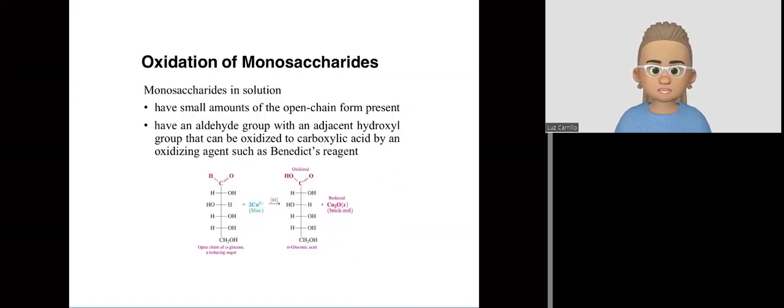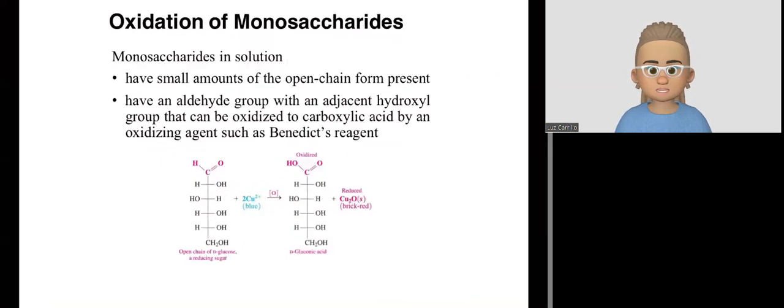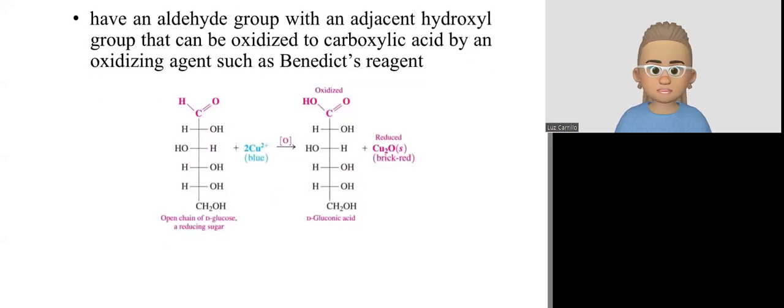We already observed that monosaccharides can undergo reduction. In addition, they can also undergo oxidation. The way that they undergo oxidation is because these molecules have the carbonyl functionality aldehyde, and they could convert that to a carboxylic acid.